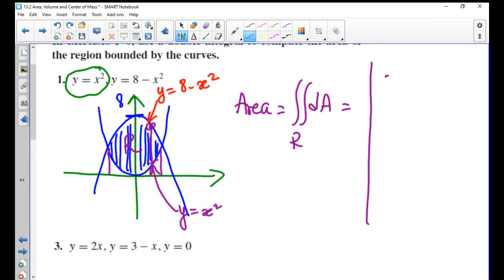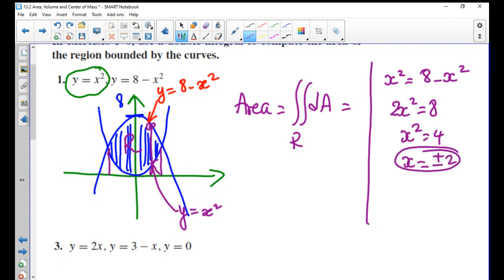So you solve x squared equal to 8 minus x squared. So 2x squared equal to 8. X squared is 4. So x is plus or minus 2. So we say then, therefore, the area will be the integral from minus 2 to 2, integral from x squared to 8 minus x squared of dy dx, like this.